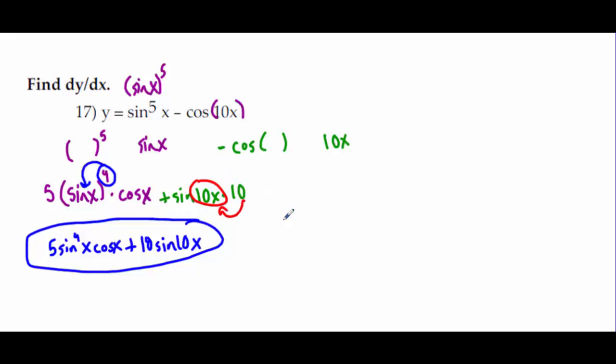So I can't put this 10 inside with the 10x and change this to 100x. It doesn't work like that. The 10 can go in front of sine. It cannot go inside of sine, and it will never be able to do that, basically. So don't try and do that. So this is our answer right here.